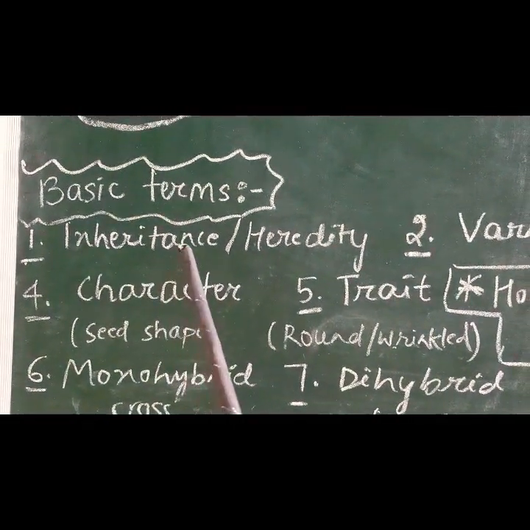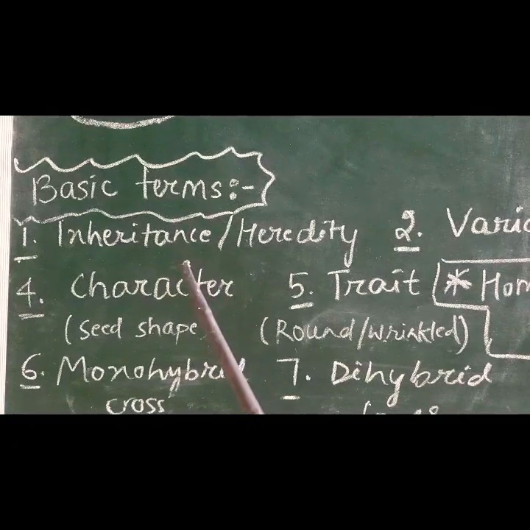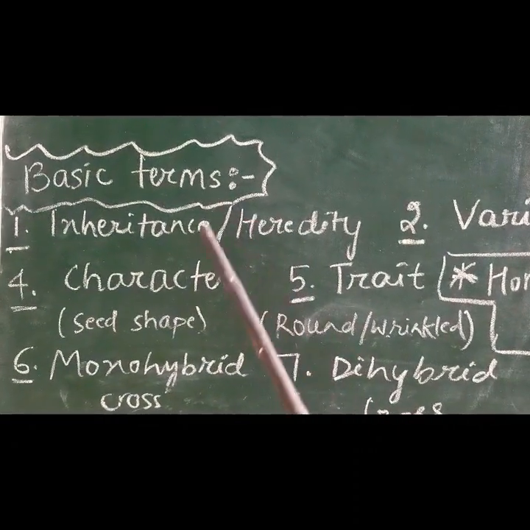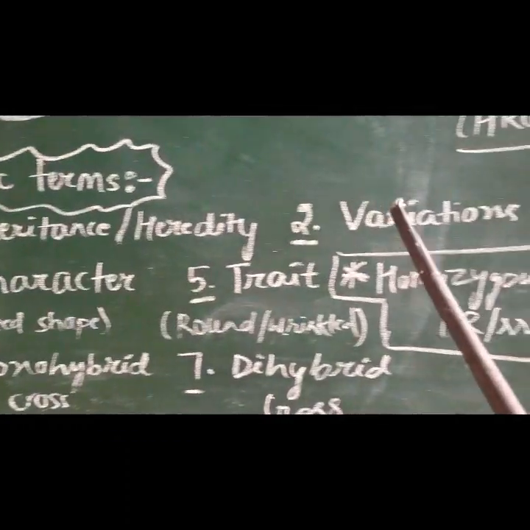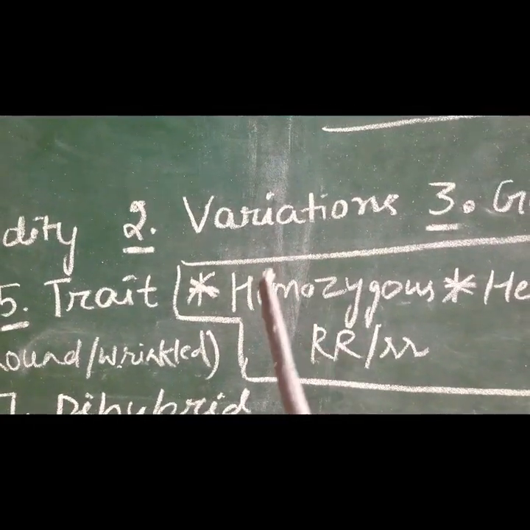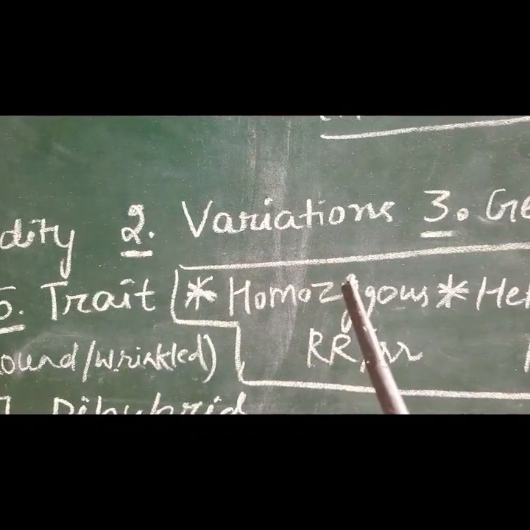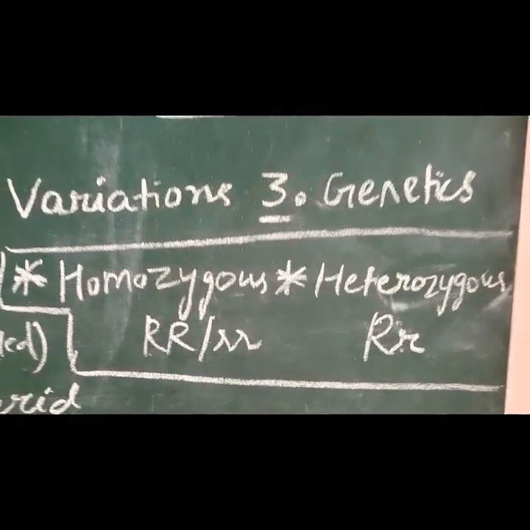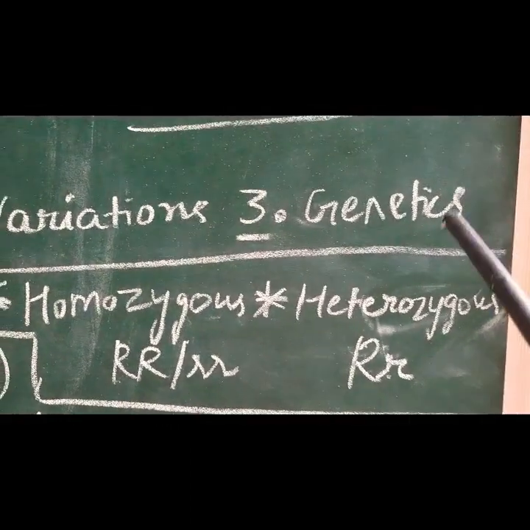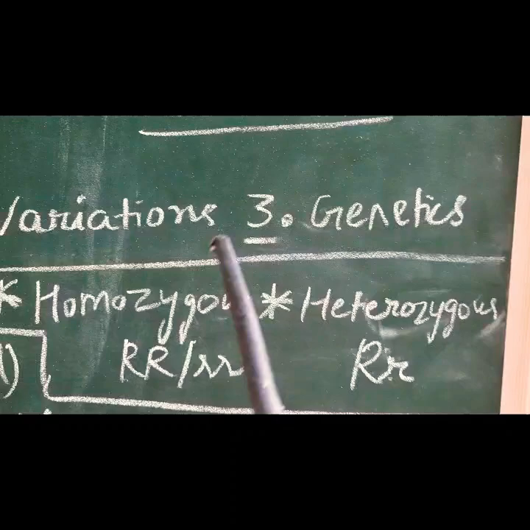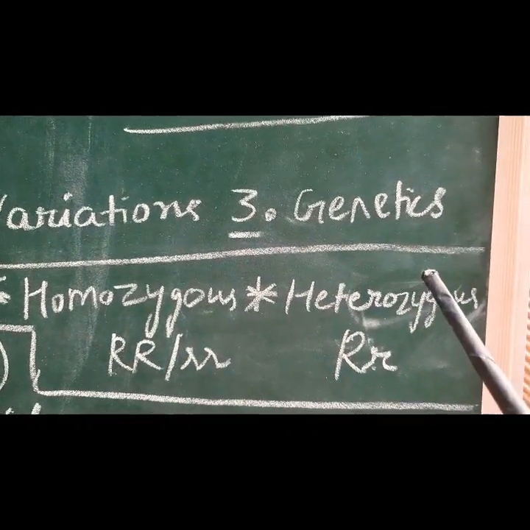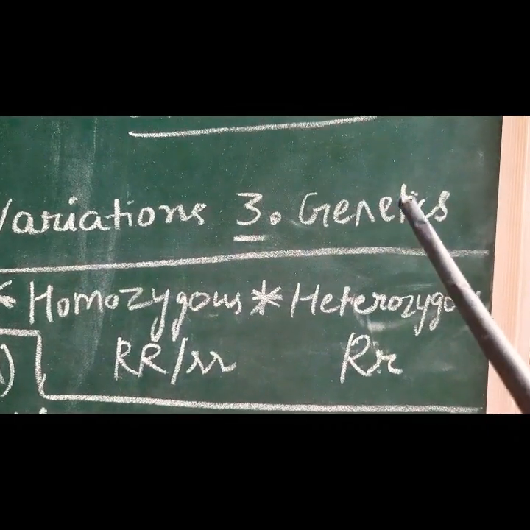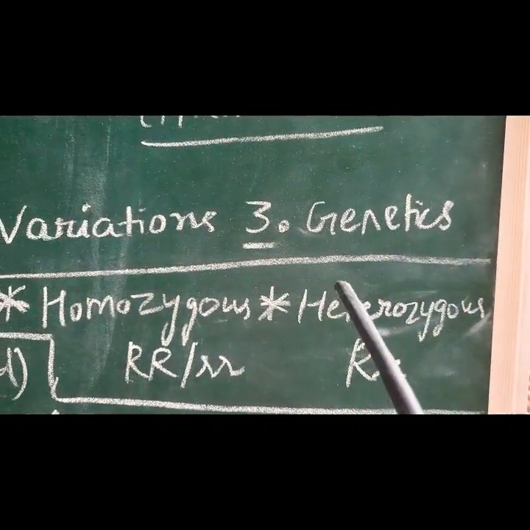It says that there is transmission of characters from parents to progeny such that similar characters pass on from their parents to their children. Next term we have is variation. The differences between the parents and the children or among the children is known as variations. Next term we have is genetics. It is the study of inheritance and variation combined together, or in simple language we can say that it is a study of genes.